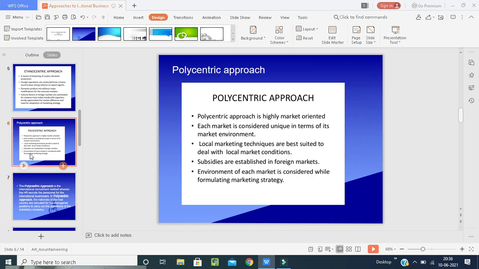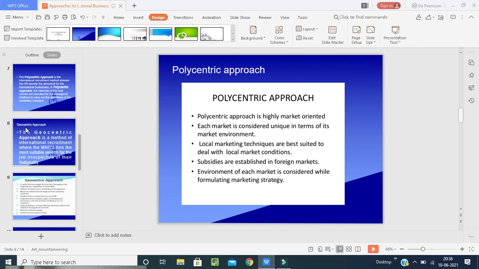So what is involved in this? The polycentric approach is highly market oriented. Each market is considered unique in terms of its market environment. Local marketing techniques are best suited to deal with local market conditions. Subsidiaries are essential, established in foreign markets. The environment of each market is considered while formulating marketing strategies. Simply, it means recruiting employees for managerial positions to carry out the operations of the subsidiary company by the host country.